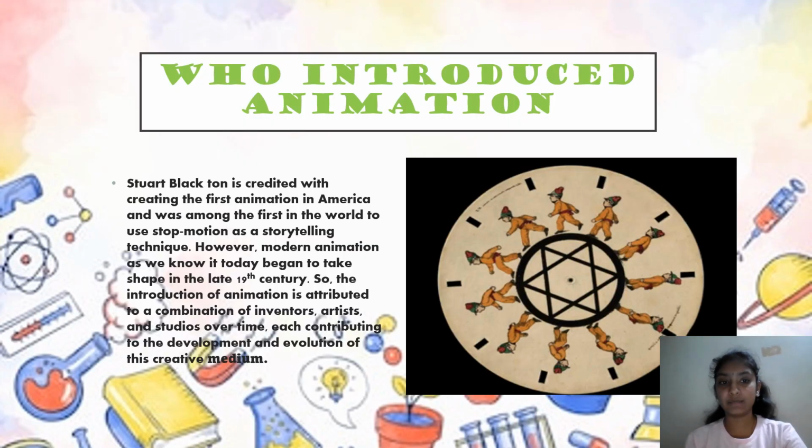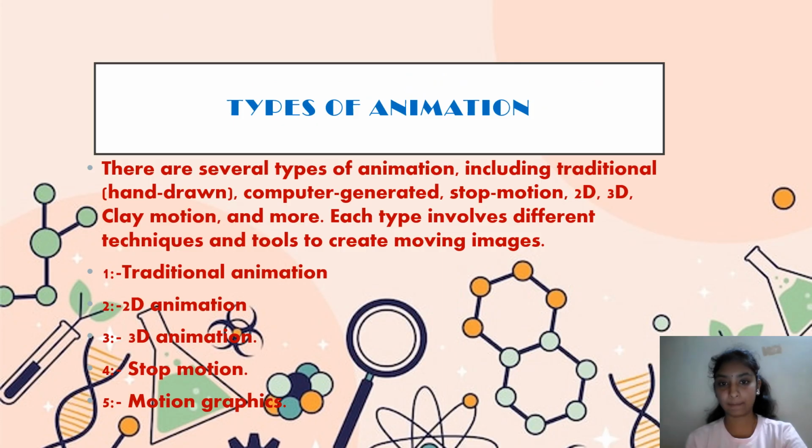Who introduced animation? Stuart Blackton is credited with creating the first animation in America and was among the first in the world to use stop motion as a storytelling technique. However, modern animation as we know it today began to take shape in the late 19th century. So the introduction of animation is attributed to a combination of inventors, artists, and studios over time, each contributing to the development and evolution of this creative medium.